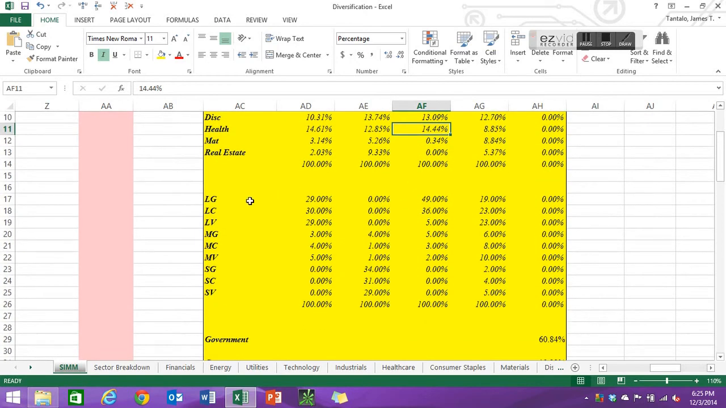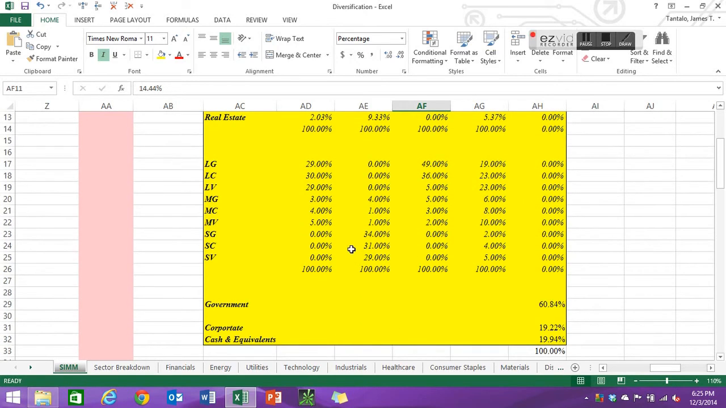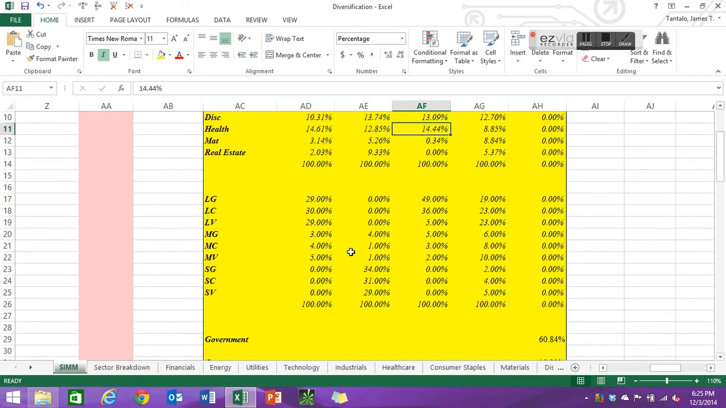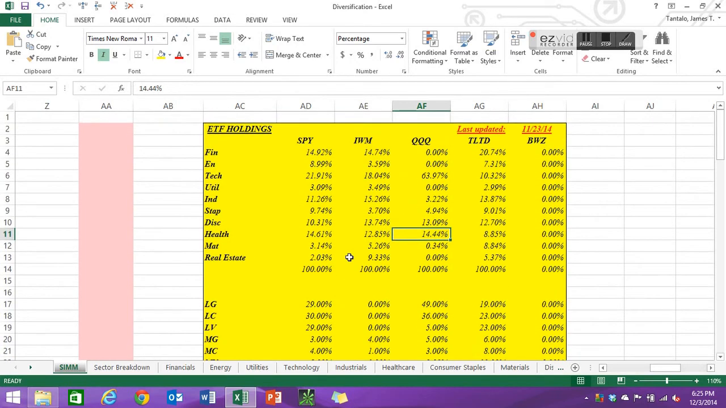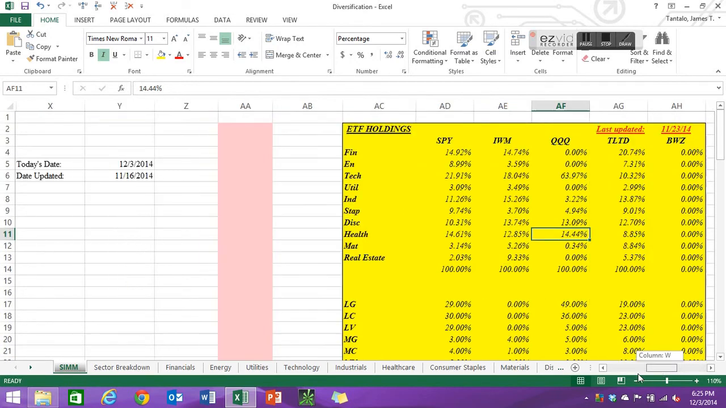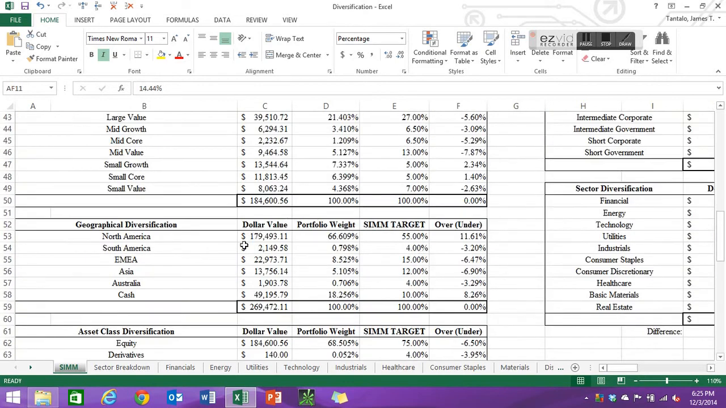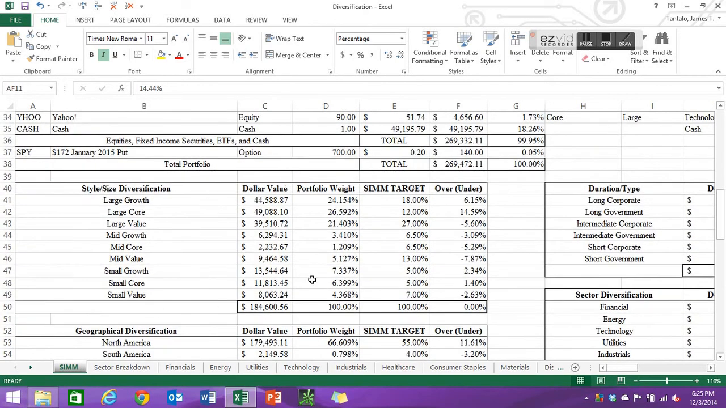And down here we have the style and size diversification. These are also collected from Morningstar, which is a really neat website. If you guys need information, I consider it better than Google Finance or Yahoo Finance. This is where we get that information, and those go into all of these holdings down here to give a pretty accurate reading of what our weights are. We don't want to be underweighting things or overweighting things. We want to be pretty exact just to see what our weights are.